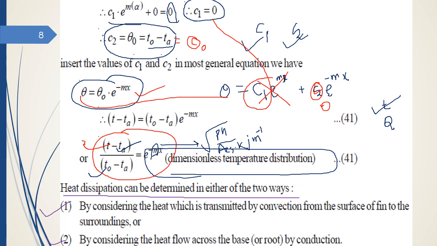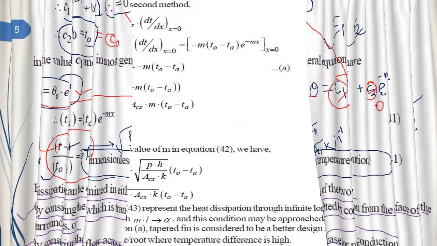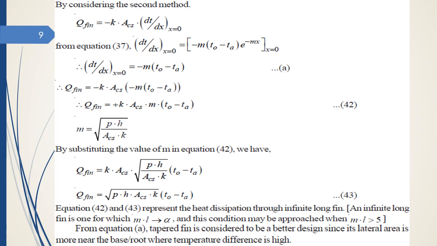So what is the first way? That is by considering the heat which is transmitted by convection from the surface of the fin to the surrounding, meaning all the heat which is conducted will be convected. And second, by considering the heat flow across the base by conduction. So from the base, by conduction, the heat is dissipated. We'll go with the second method, conduction. It is easy for us, we know it, because this is Fourier's law.